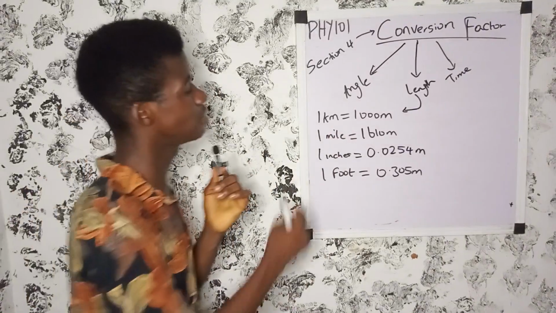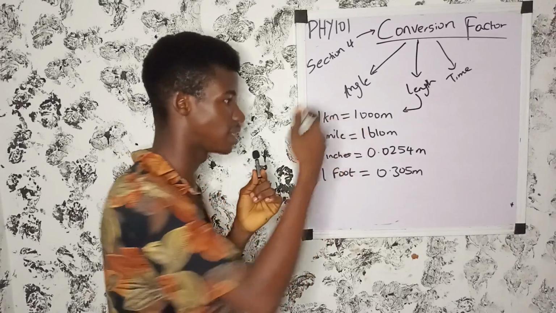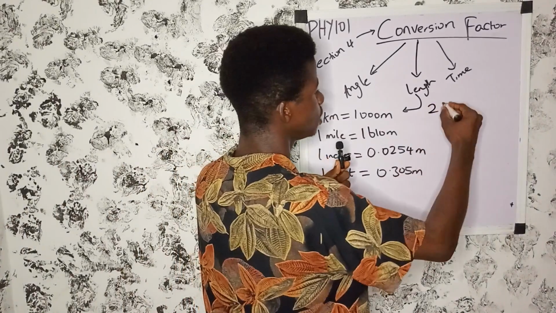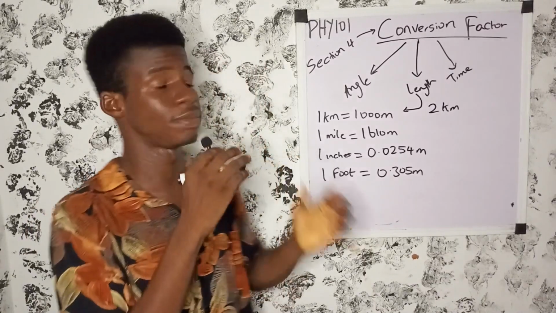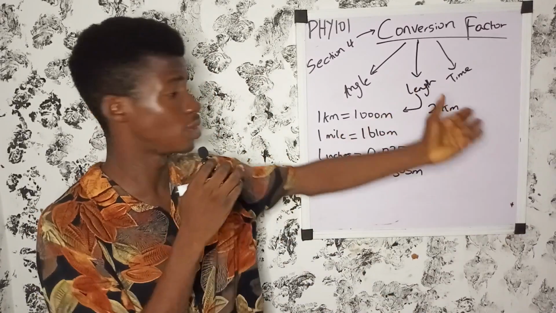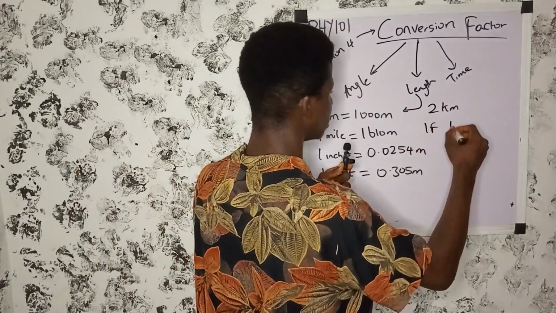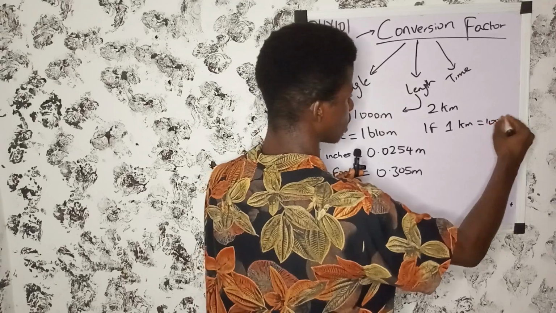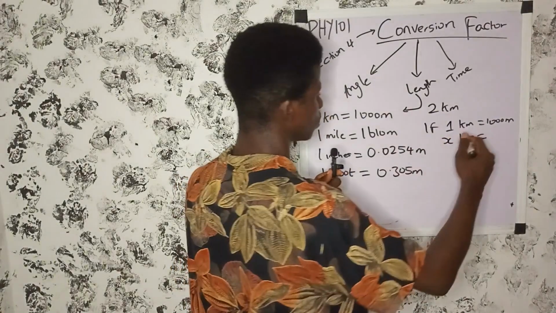1 kilometer is the same as what? 1,000 meter. If they tell you to convert 2 kilometer, let's say when you are solving, your length is expected to be in meter, but the question gave you length in kilometer. How are you going to do it? It's very easy. If 1 kilometer is equal to 1,000 meter, then 2 kilometer will be equal to what?